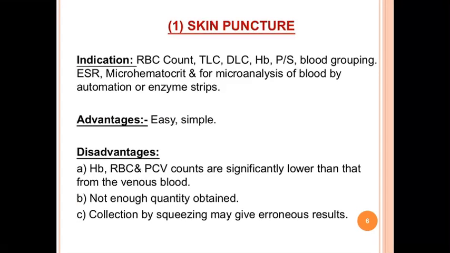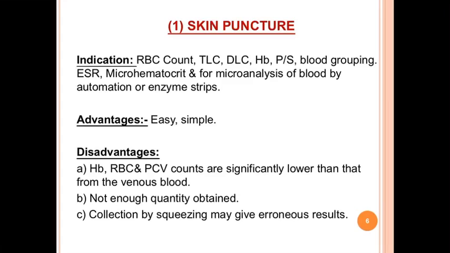So we see one by one in detail. First is skin puncture. The indications are RBC count, total leukocyte count, differential leukocyte count, hemoglobin estimation, peripheral smear making, blood grouping, ESR, microhematocrit, and microanalysis of the blood by automation or enzyme strip.